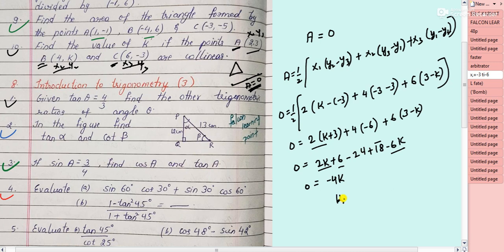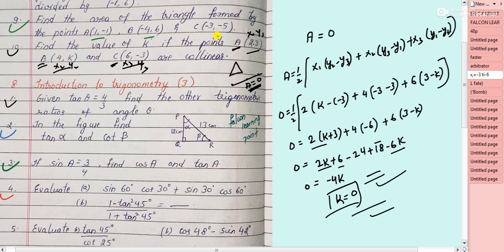So k becomes what? 0. That's all. So the value of k is 0, because 0 by minus 4 is 0 itself. So it's very simple. The value of k is 0. I hope you have understood this. Okay.